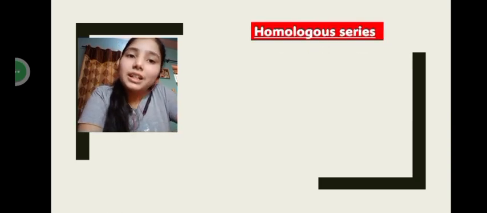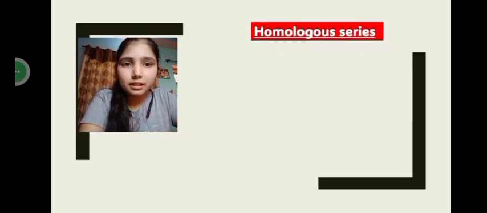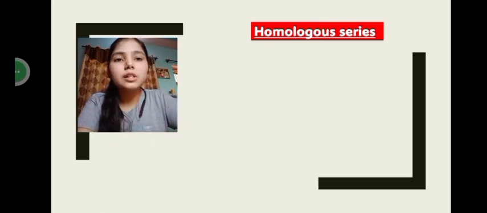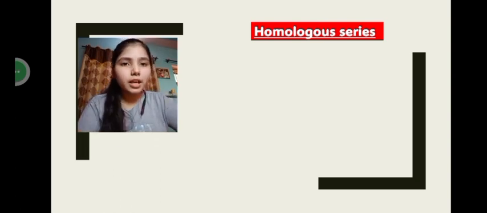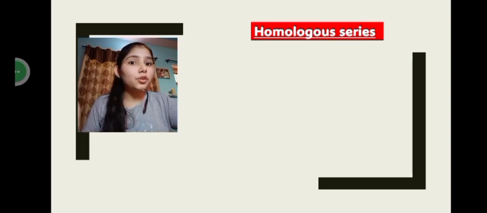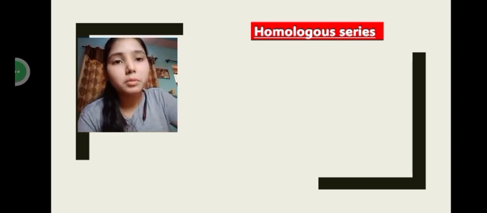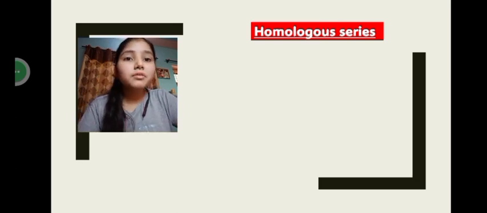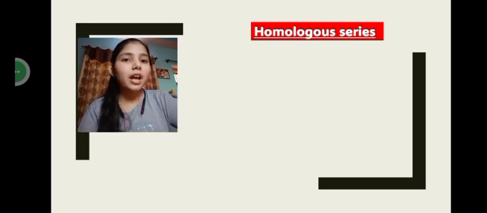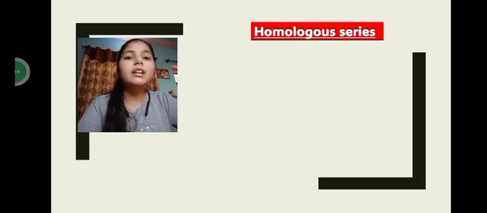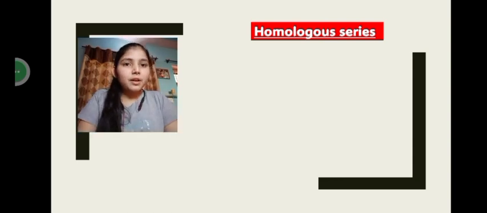So let us come to another topic, which is homologous series. Before going to that, let us recall what we have studied so far. We have studied the versatile nature of carbon, and we discussed two types of carbon compounds, saturated and unsaturated, and we discussed the formula and structure of saturated and unsaturated compounds. Okay, so let us come to this topic, which is homologous series.